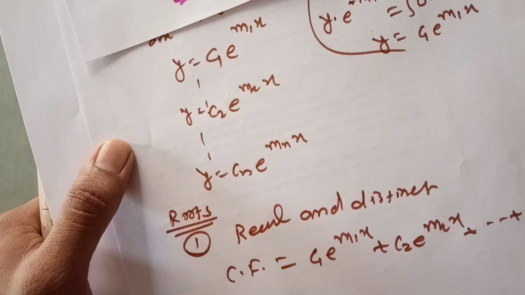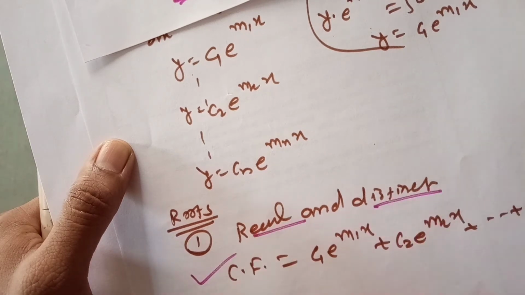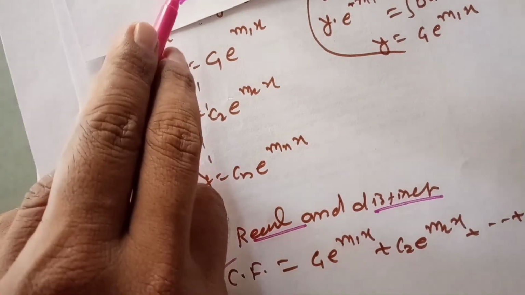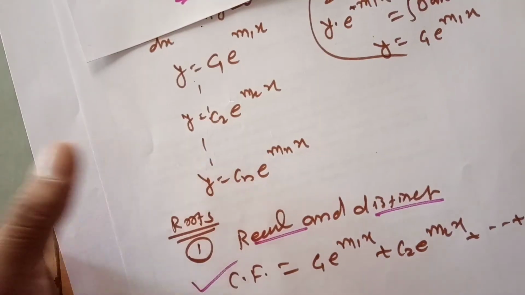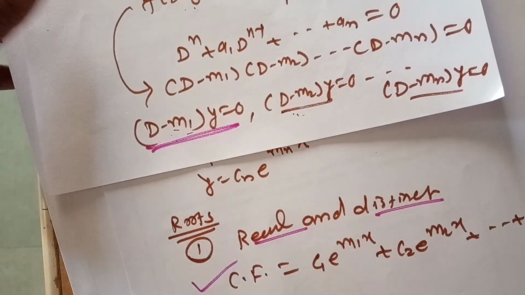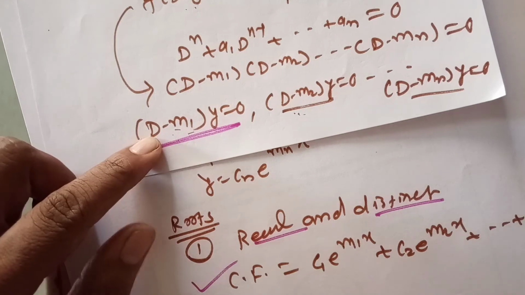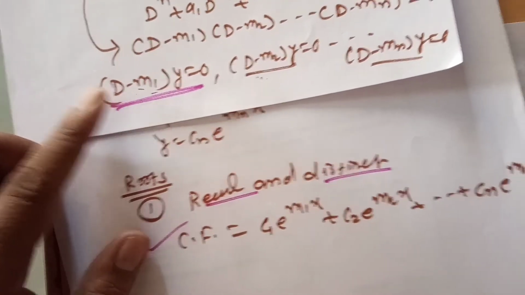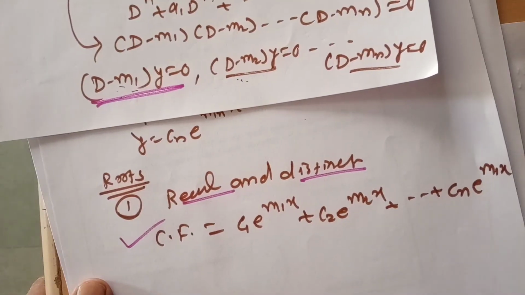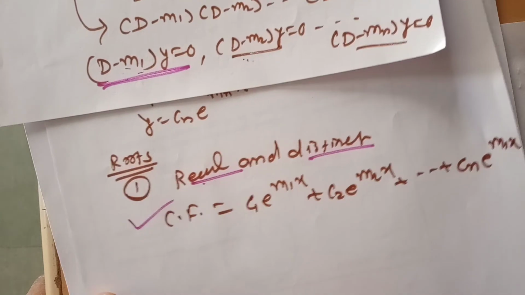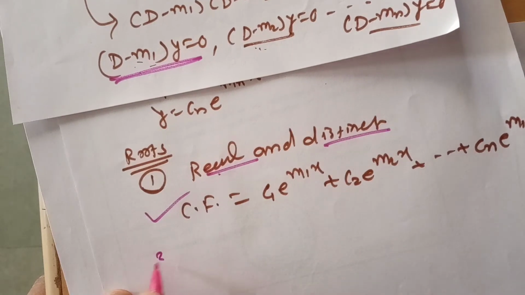This is the case where m1, m2, m3, all these are the roots for this equation. If all these roots are real and distinct, then we can write our solution in this way: c1 into e raised to m1x plus c2 into e raised to m2x plus cn into e raised to mnx. This nth degree polynomial has n roots, and moreover these are real and distinct, so we can write our solution in this way. Now I will take the second case.